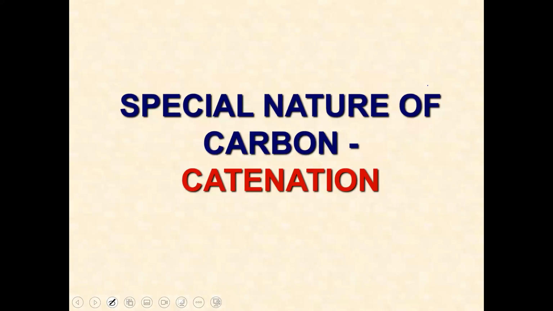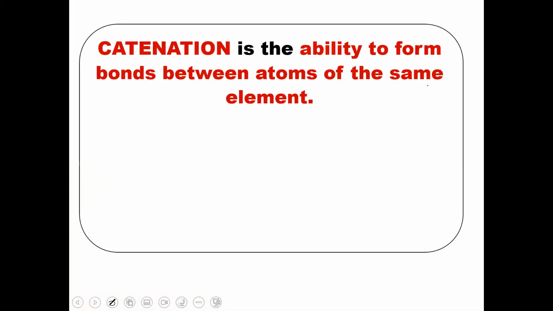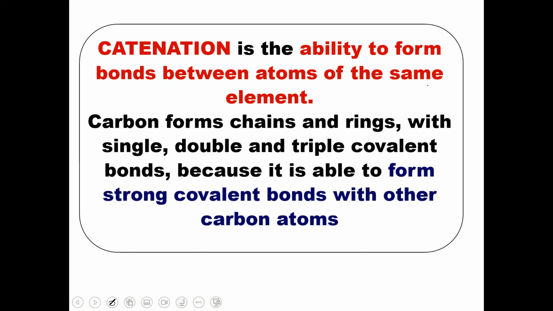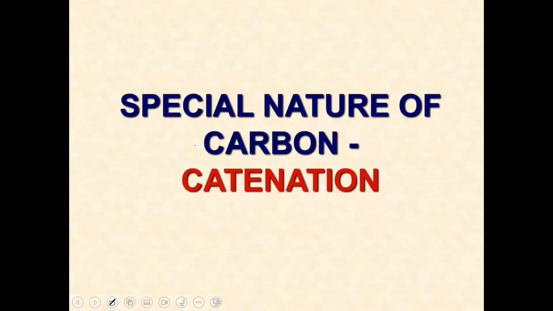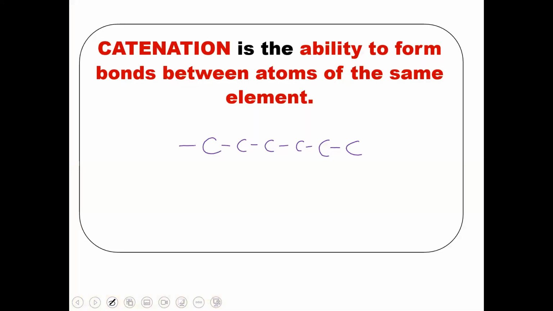Now, the special nature of carbon is called catenation. Carbon atoms are able to form a straight line. You can join carbon atoms in chains. These carbon to carbon atoms joining together is a property called catenation. So now give a heading, Catenation. Then copy this screen.